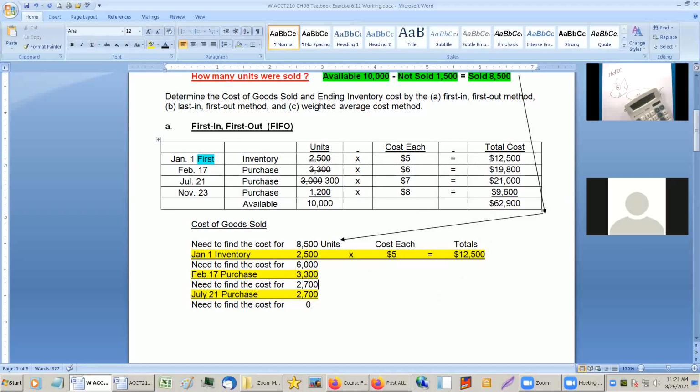Okay, so there's the first one. So get the spacing right. The 3,300 were at $6 each, and that was 19,800. Oops. And I'm just getting those from right here, those first two.